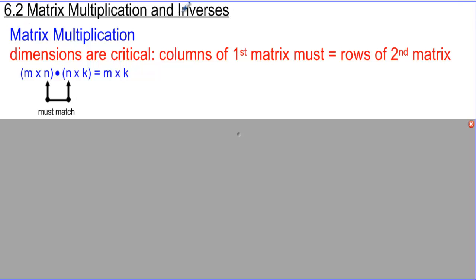6.2 Matrix multiplication and inverses. Matrix multiplication: dimensions are critical. Columns of the first matrix must equal rows of the second matrix. When you multiply two matrices together, the inside dimensions need to be exactly the same. If they match, you can multiply these two together. If they don't, you can't. Then the result will be the outside dimensions. The result is an M by K matrix.